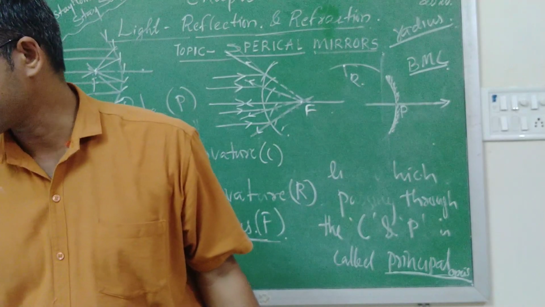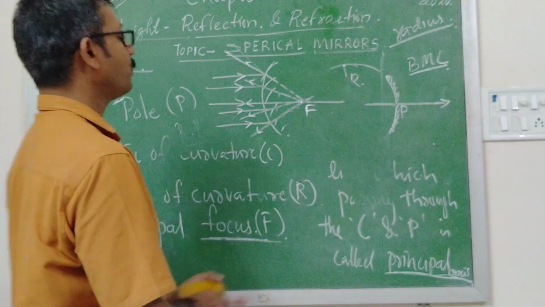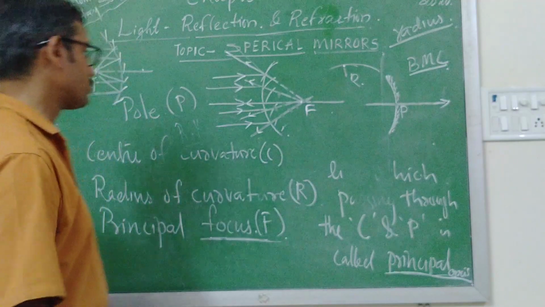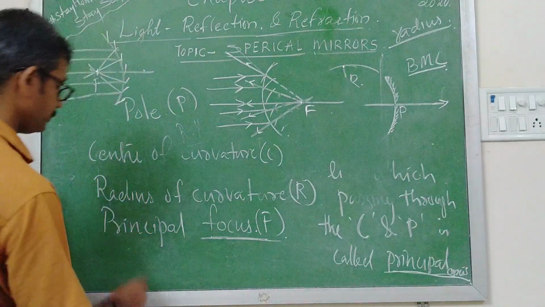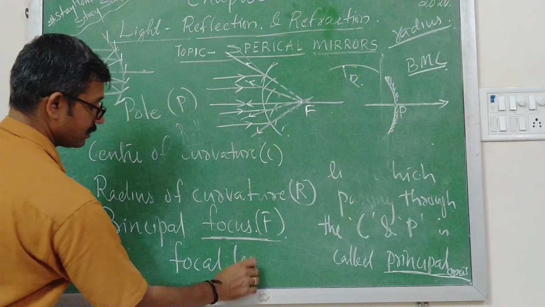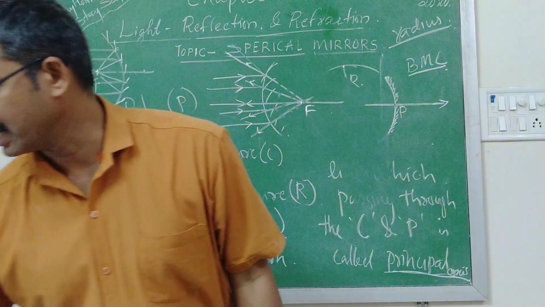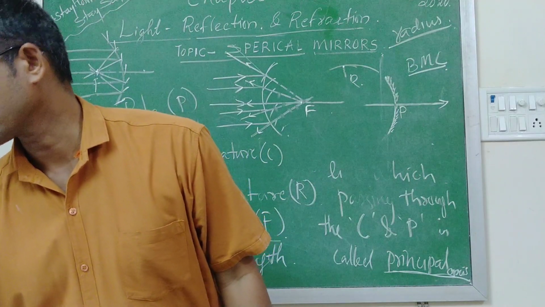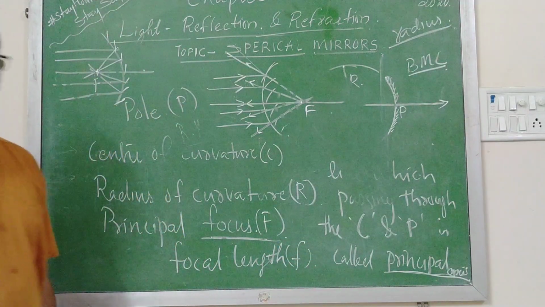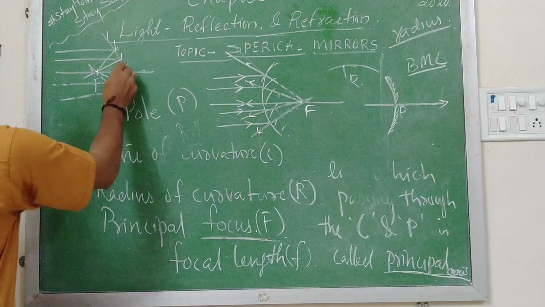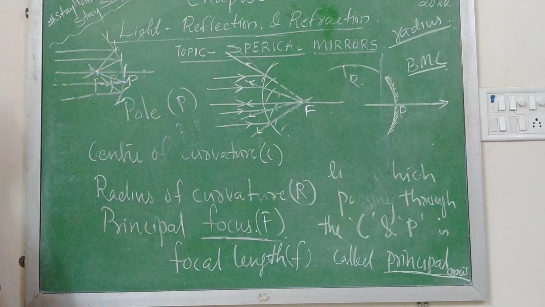One more, then we will stop today. We studied about the principal focus. Now next is focal length. Now, what is focal length? Focal length is represented by the small f, take care. Focal length is the distance between the principal focus and the pole.